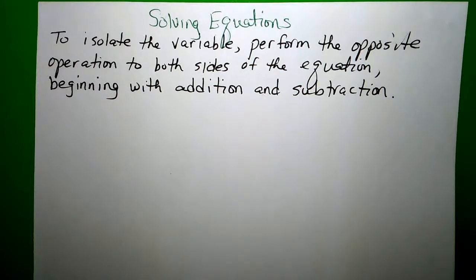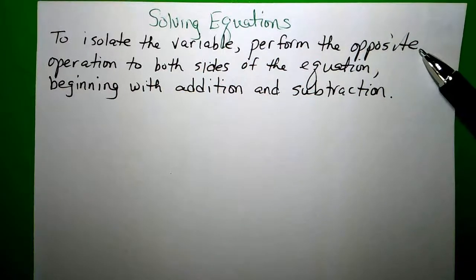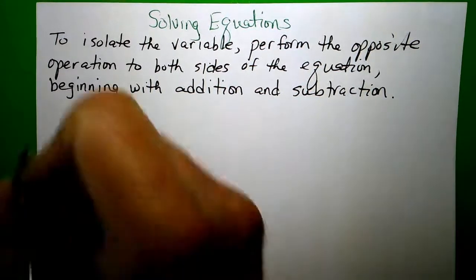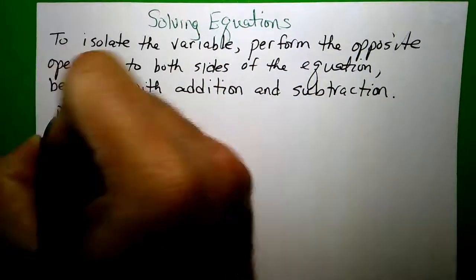So in this assignment we'll be looking at problems where you have to do both the addition principle and the multiplication principle. And our goal is to isolate the variable, so you have x equals a number, or whatever the variable is. To isolate the variable, perform the opposite operation to both sides of the equation, beginning with addition or subtraction. To demonstrate, I'm going to do a few examples here.